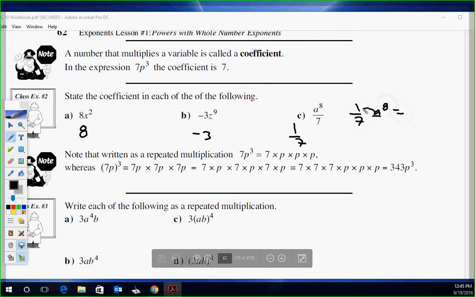Where does this go? To the top. It's the same thing. So this is really 1 over 7 because it's a 1A. So then what is the base? The base is A. Oh, it's both. Well, no, A is the base, 1 over 7 is the coefficient. Does that make sense? That's how you handle all fractions.